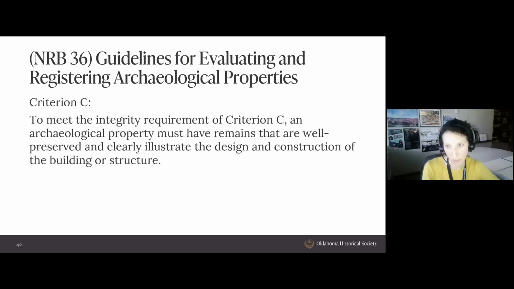To meet the integrity requirement of criterion C, an archaeological property must have remains that are well preserved and clearly illustrate the design and construction of a building or structure.